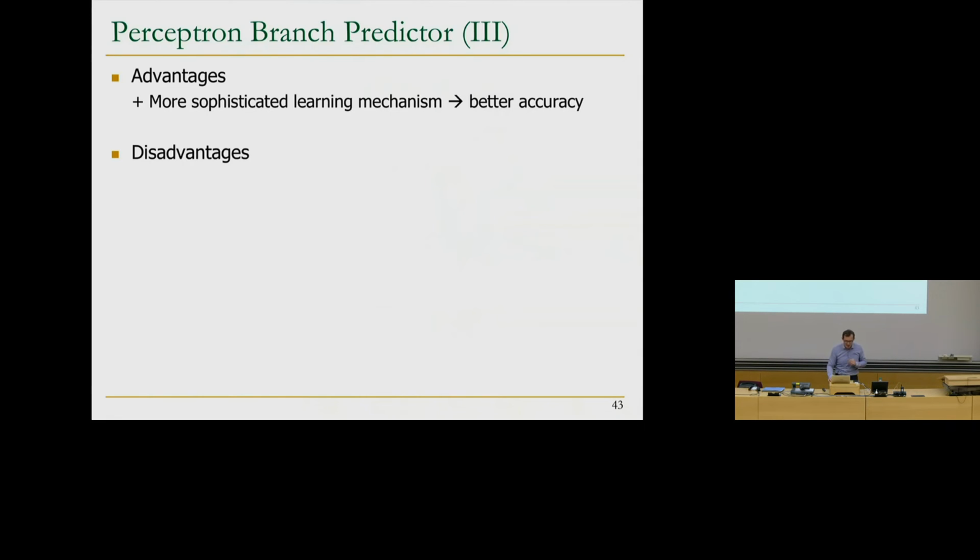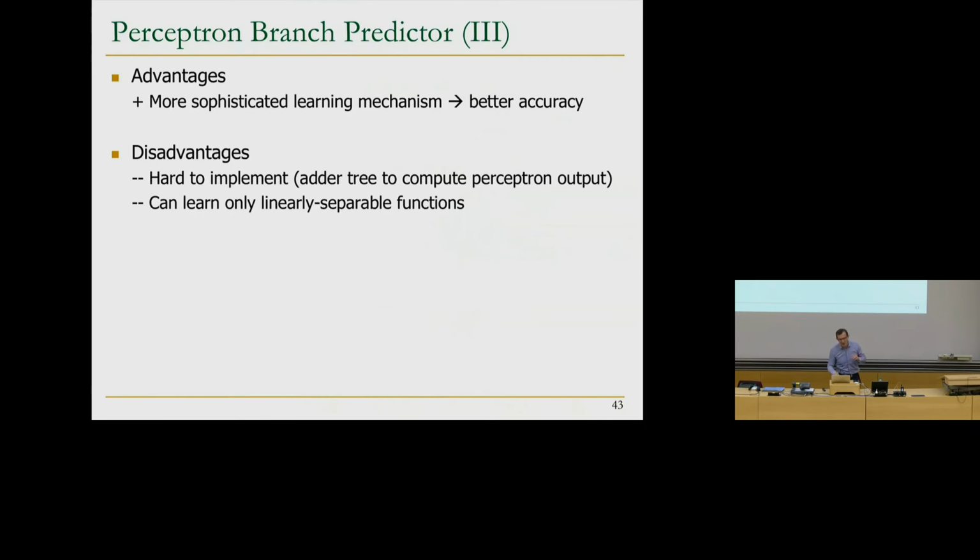But of course, it comes with a hardware cost. It's hard to implement, so you need an adder tree to compute the perceptron output. And you're at a very tight part of the machine. You need to do this prediction very quickly. And there's a downside of perceptrons that other people have fixed by adding more information. This can only learn linearly separable functions.